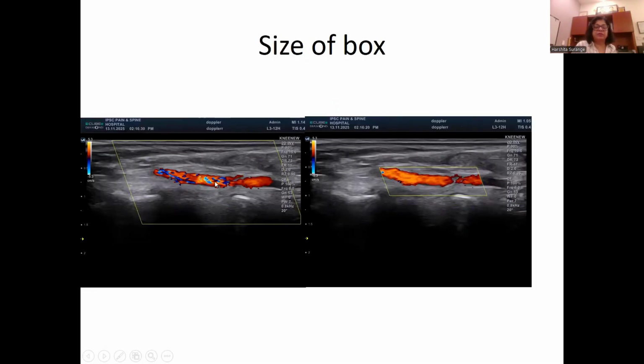Then see the size of the box. When the scanning box is large, you see there is aliasing and not that good flow. But when the box is small and over the target area, you see a much better pickup of the color. By reducing the box, you not only make the image optimal, but you also increase the frame rate. Now, what is frame rate? With the increased frame rate, here the frame rate is much more as compared to here, and it can be seen right here.